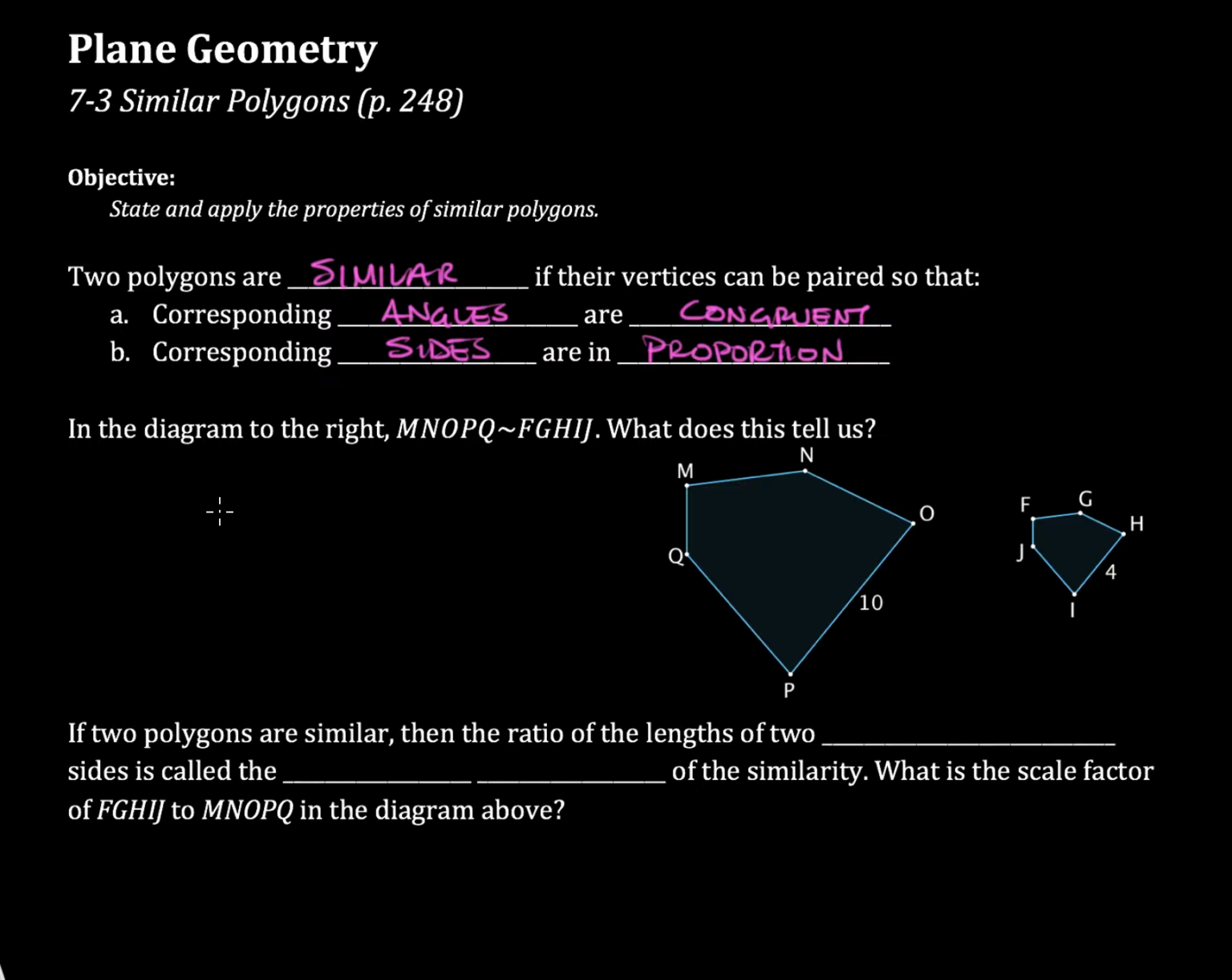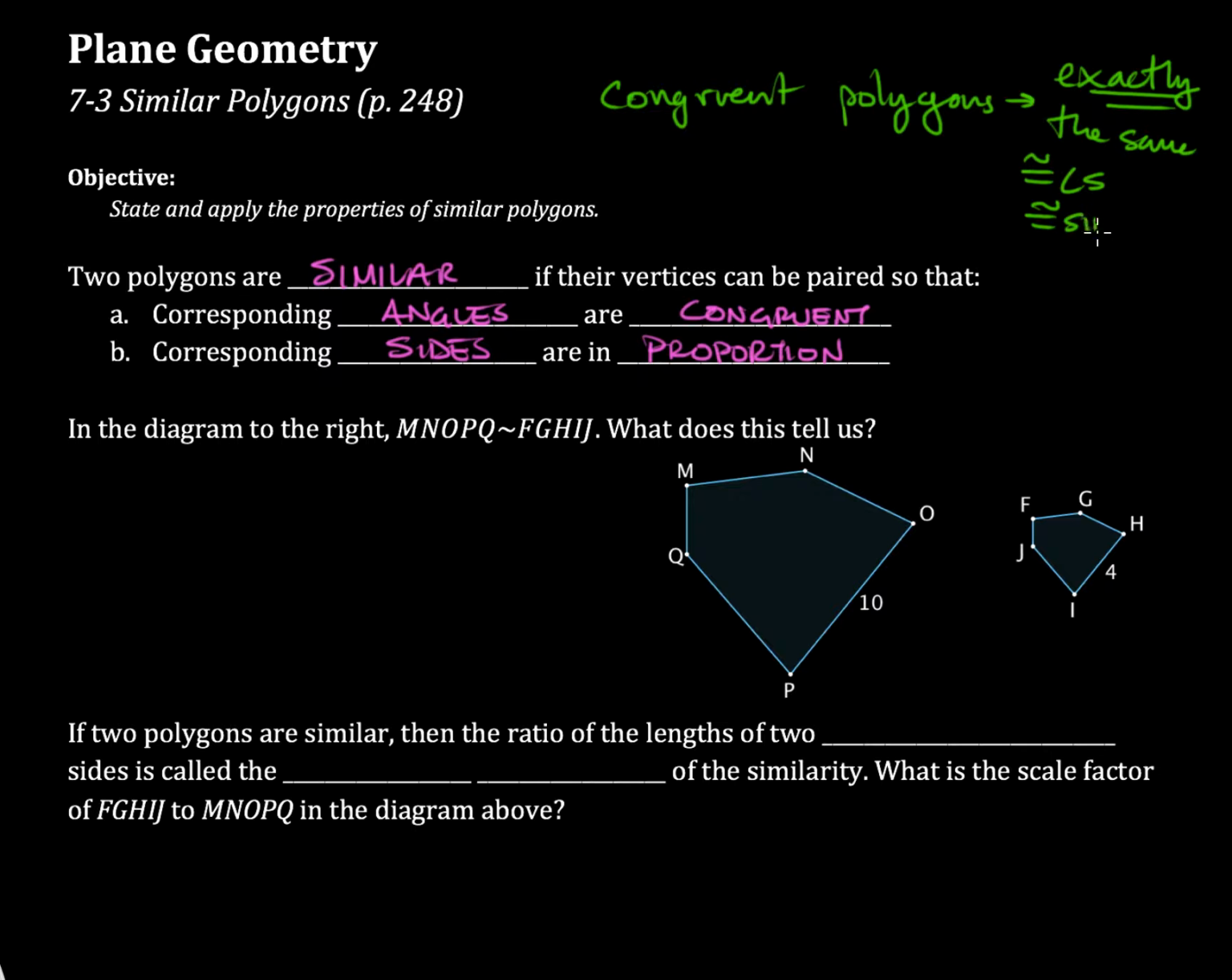All right, let's take a look at similarity within polygons. Now, this is a bit of a new concept, right? We've talked about congruent polygons before. Just as a reminder, if two polygons are considered congruent, it means that they are exactly the same as one another. In other words, all the angles are congruent and all the sides are congruent between the two polygons. It means they're exactly the same.